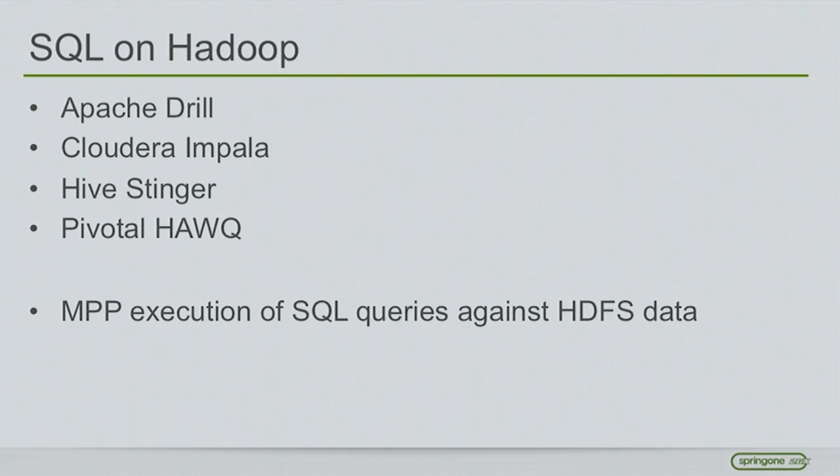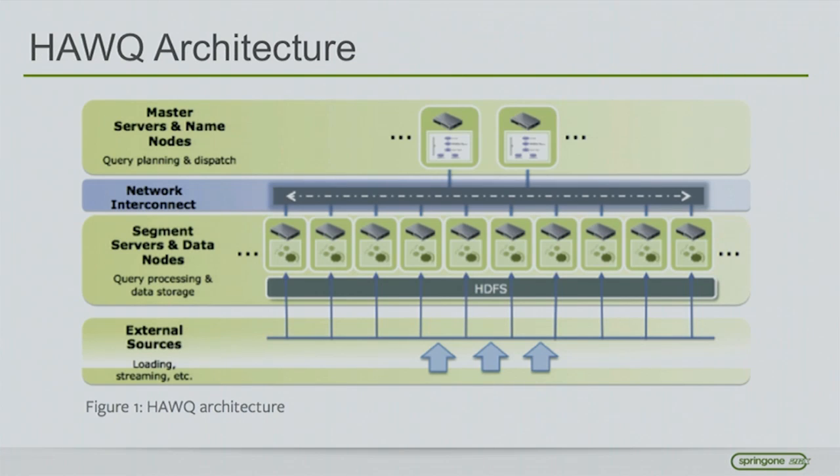It's all massively parallel processing of SQL queries against HDFS data. Their architectures are relatively similar, but it doesn't run any MapReduce at this point. In the HAWQ architecture, you have a master server and a standby master. The master server responds to any SQL queries, inserts, updates, anything like that. It handles all the parsing, query optimizing, and pieces like that.